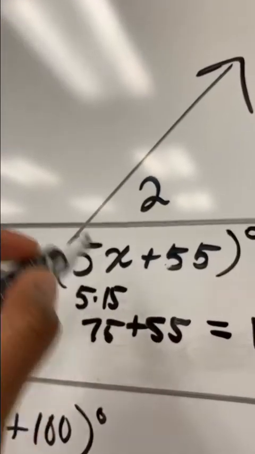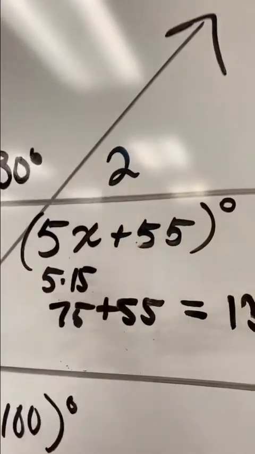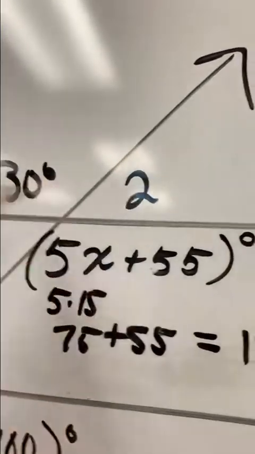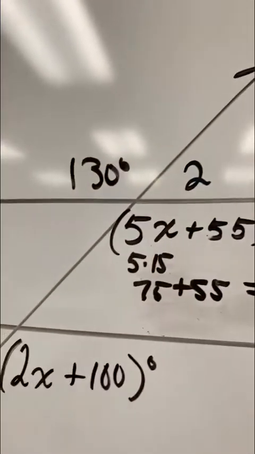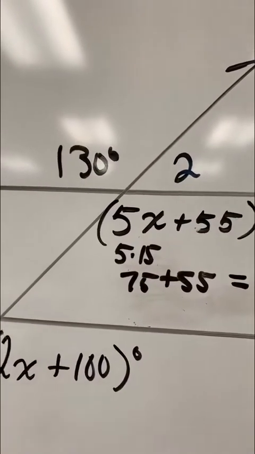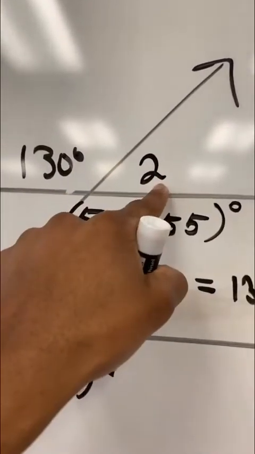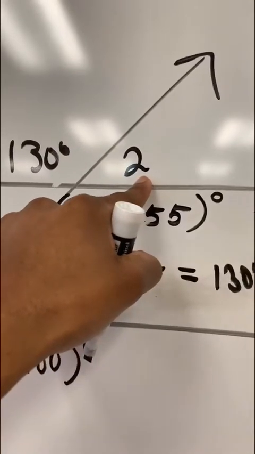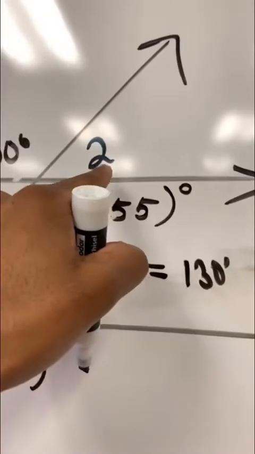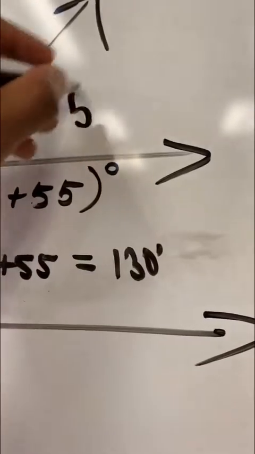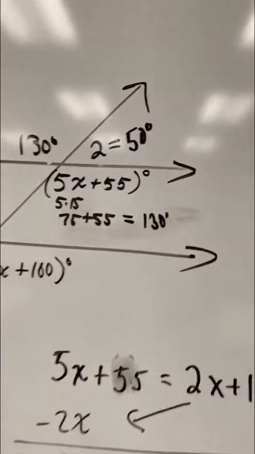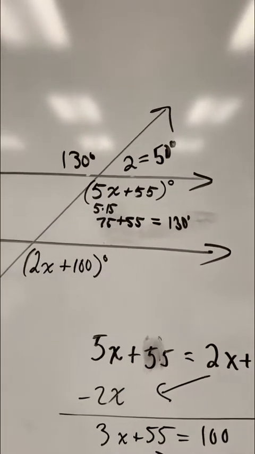If this angle is 130, so is this angle. So if that's 130, remember these two sit on top of the line. When you sit on top of a line, your total should always hit 180. So if that's 130, then this needs to be 50 to complete that, all right? So 130 plus another 50 is 180. That means angle 2 is worth 50 degrees.